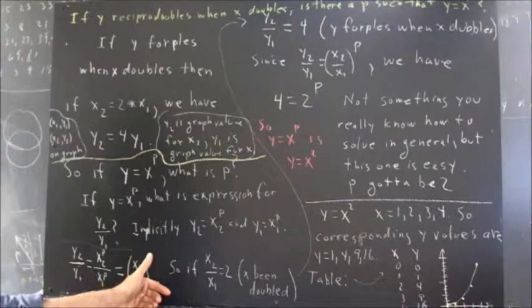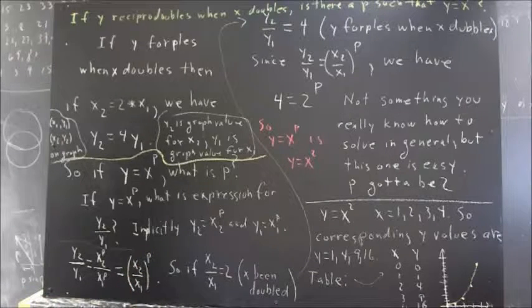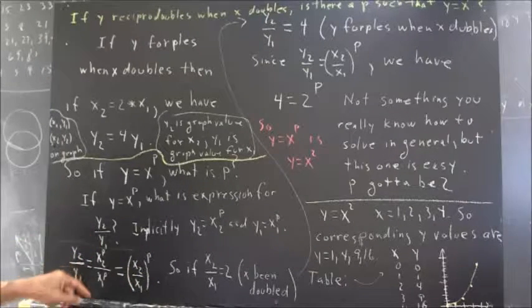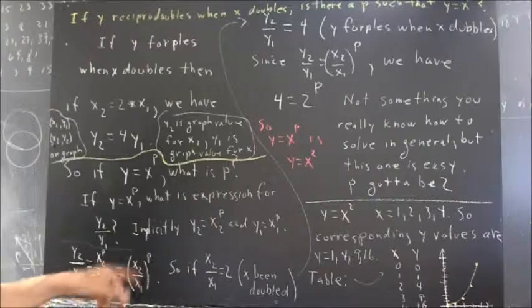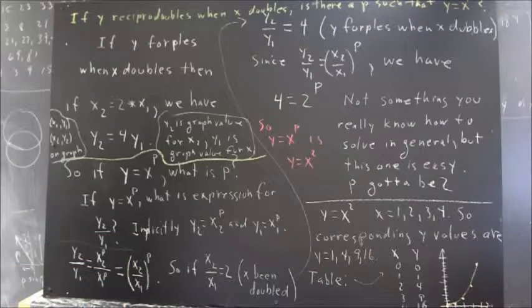Now, I asked, how would we simplify that, according to laws of exponents? We got into a little digression about negative exponents that I won't talk about right now. That was a good little digression, and it wasn't a bad suggestion. That would lead to one simplification. But the simplification that I'm looking for is this: x2 to the p divided by x1 to the p equals x2 over x1 raised to the p.